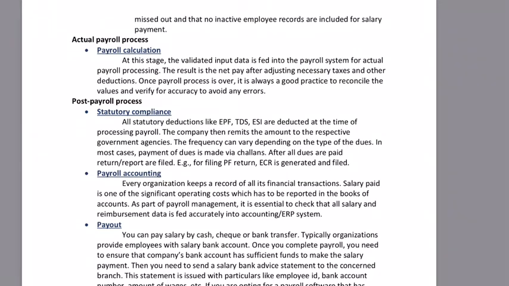Now once this is done, we go to the post payroll process. Yes, payroll is computed, it's all ready. Now what next? First is statutory compliance.